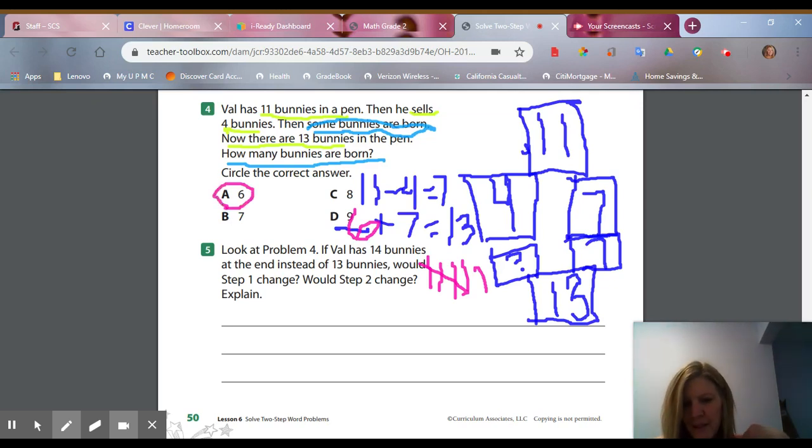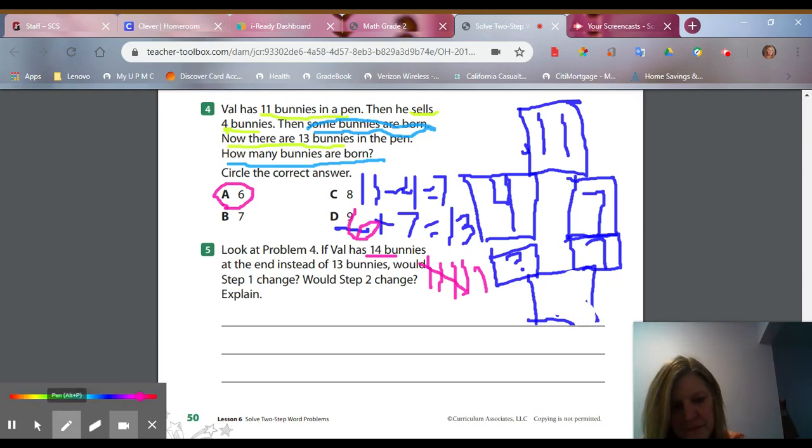Awesome. Now looking at problem 4, it says if Val had 14 bunnies at the end instead of 13, would step 1 change? Would step 2 change? Explain. So if we took this 13 and changed it to a 14, that's what they're asking us. So if he had 14 at the end instead of 13, all right, we'll change this 13 to a 14.